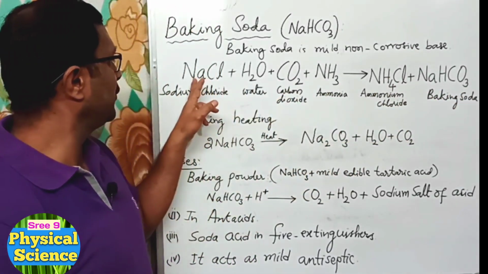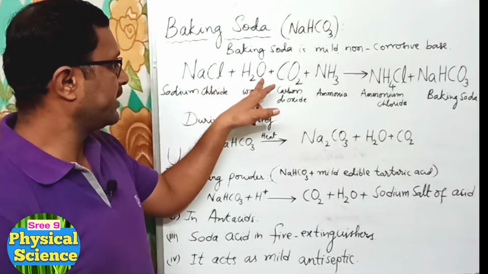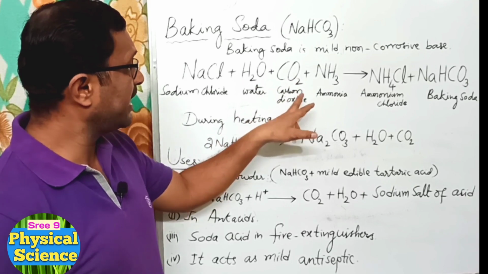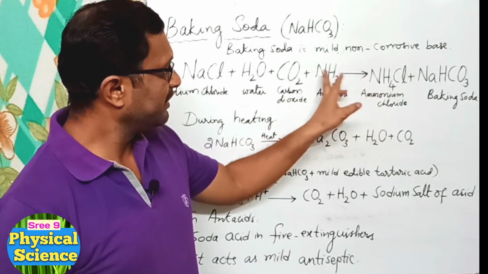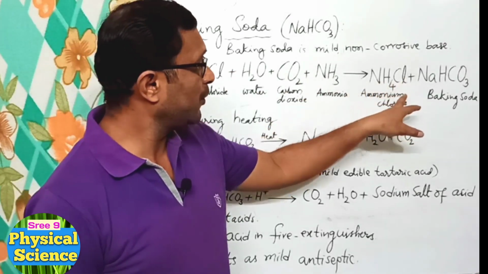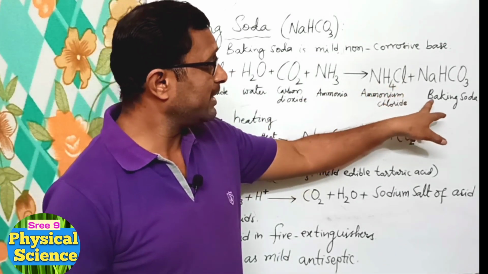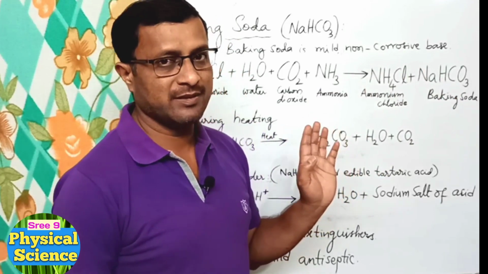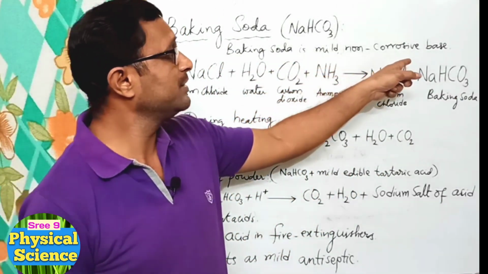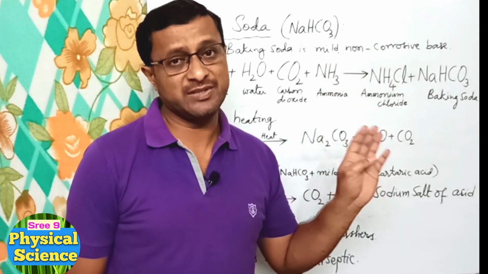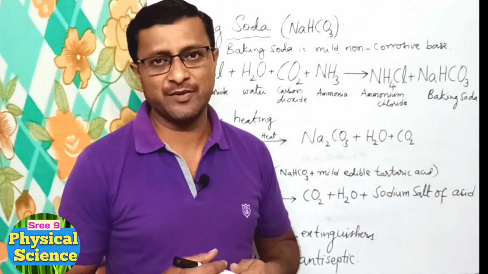So this is sodium chloride plus water plus carbon dioxide plus ammonia. A mixture of these gives ammonium chloride, NH4Cl, plus baking soda, NaHCO3. And here the baking soda is a mild non-corrosive base. It is not that dangerous. It is mild and soft.